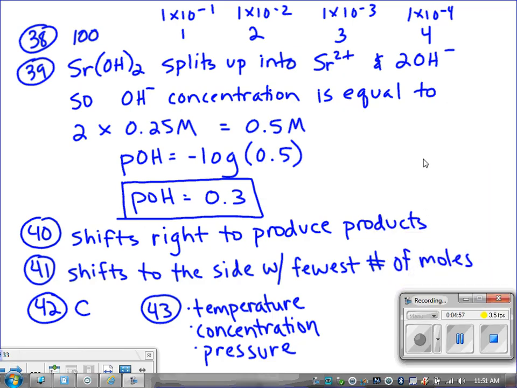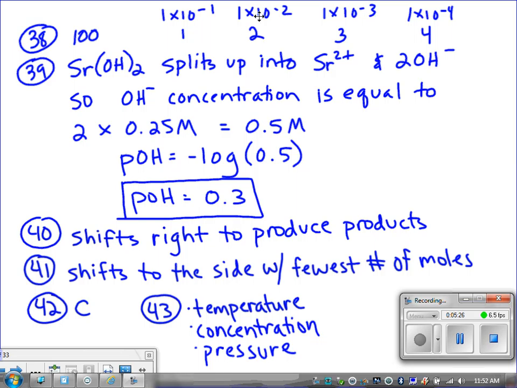Okay, for number 38, it's asking if pH changes from 4 to 2, how does that affect the hydronium ion concentration? Remember, pH is a measure of the H+ or the hydronium ion concentration. And so if we have a pH of, say, 1, our concentration would be 1 times 10 to the negative 1. If we take the negative log of this, it gives us a pH of 1. If we take the negative log of this, we get a pH of 2. Negative log of this, we get a pH of 3, and so on.